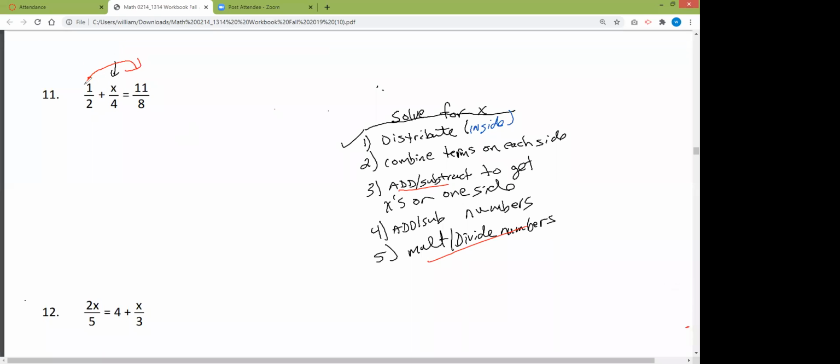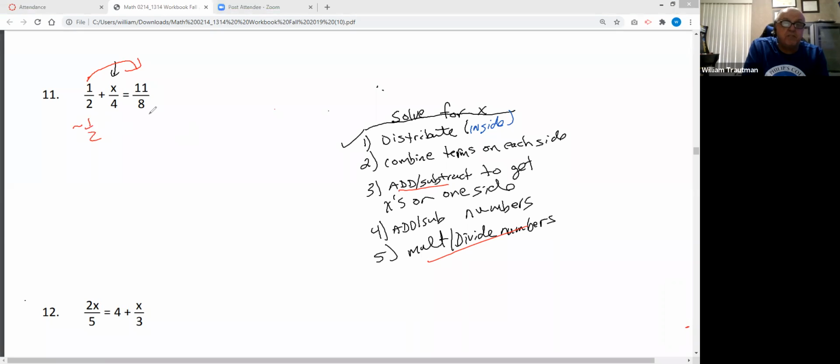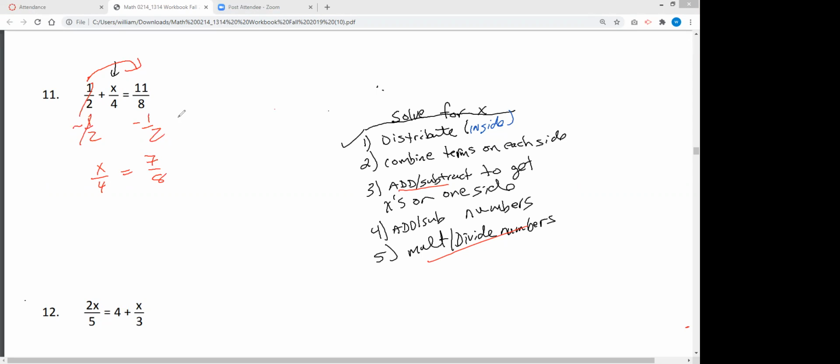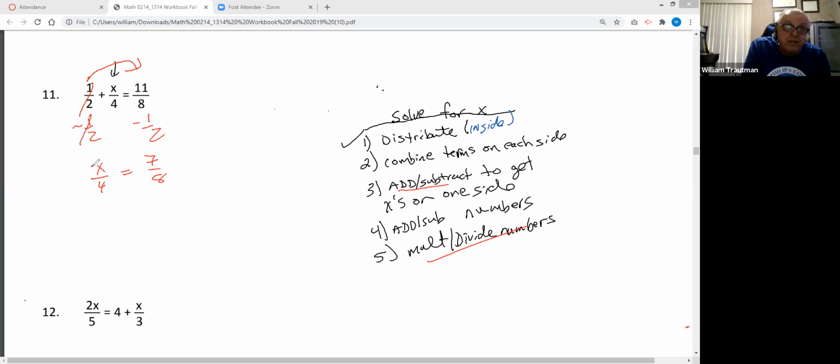Okay. So I'm going to get the 1/2 to the other side, minus 1/2, minus 1/2. On the left-hand side, I'm just left with x over 4. On the right-hand side, 11 over 8 minus 1/2. Put that in your calculator. I think it's 7 over 8. Yes, it's 7 over 8. Good. And don't forget, when it says x over 4, it's really 1/4 x. They're the same thing.